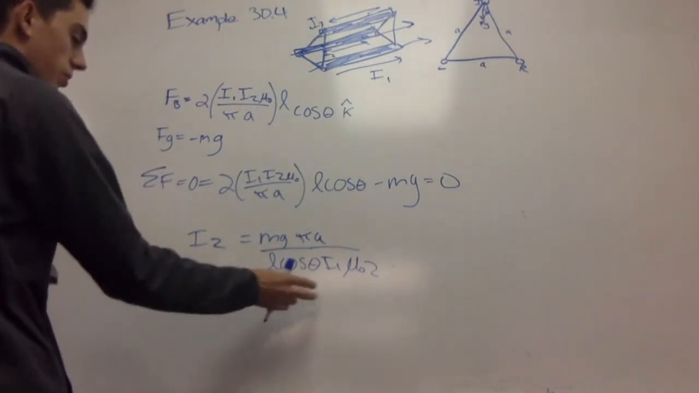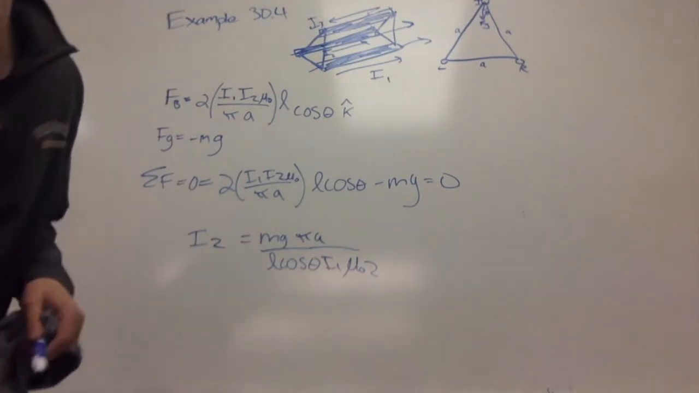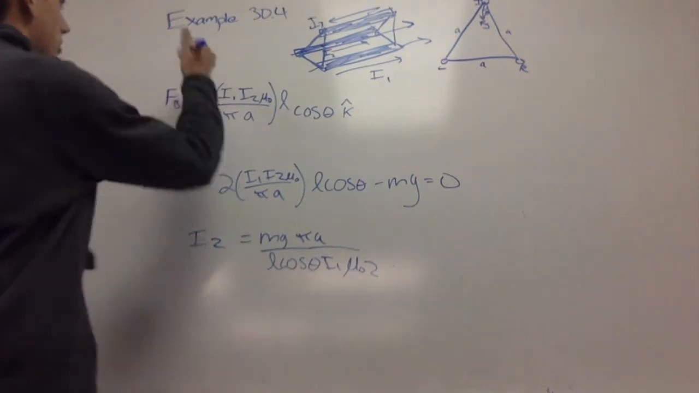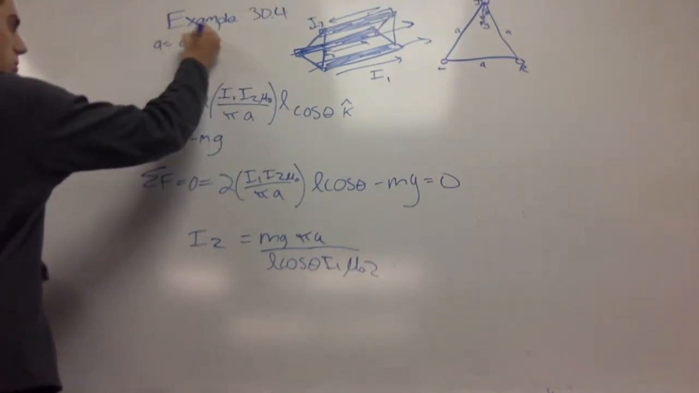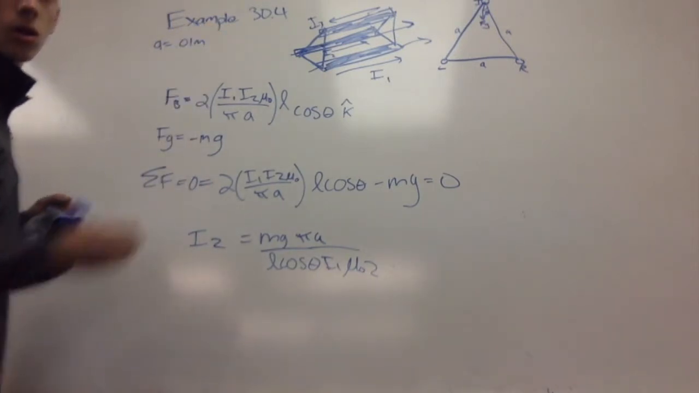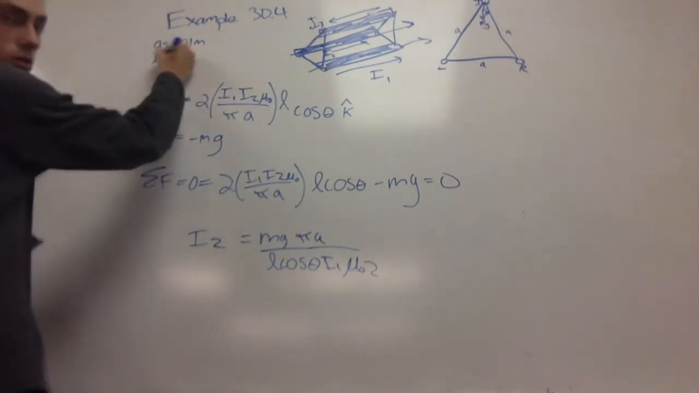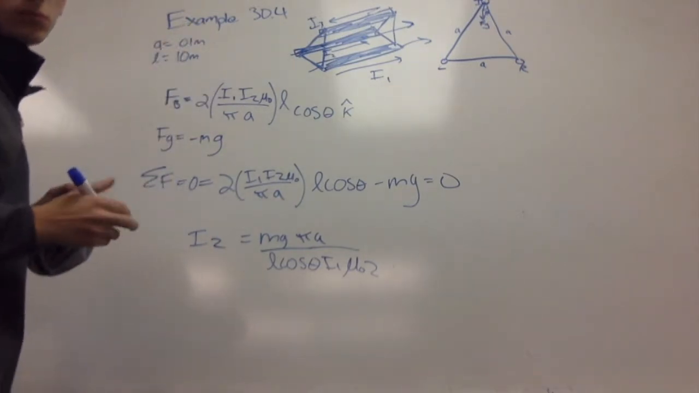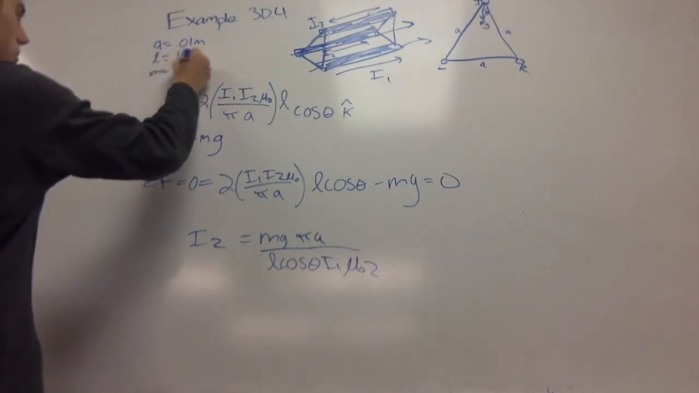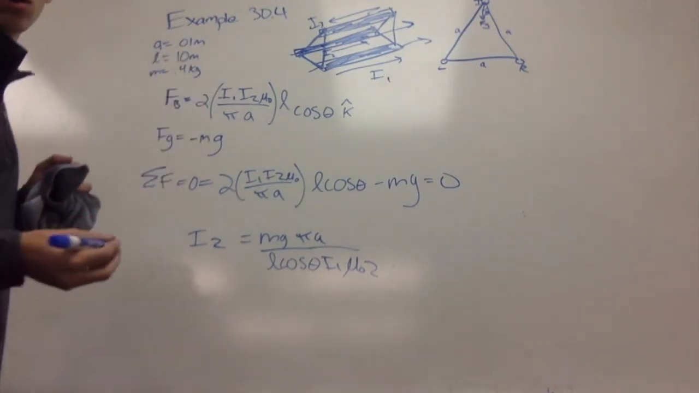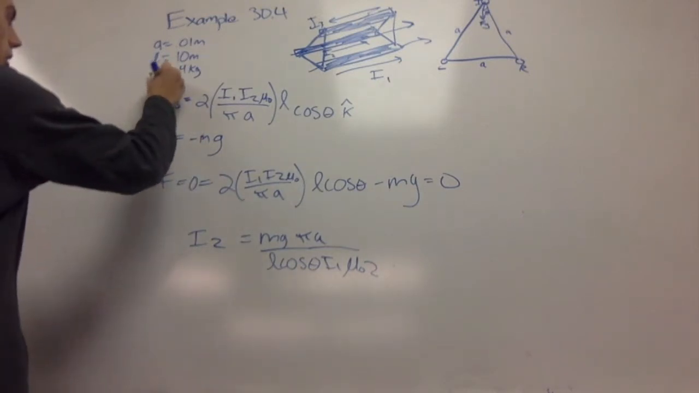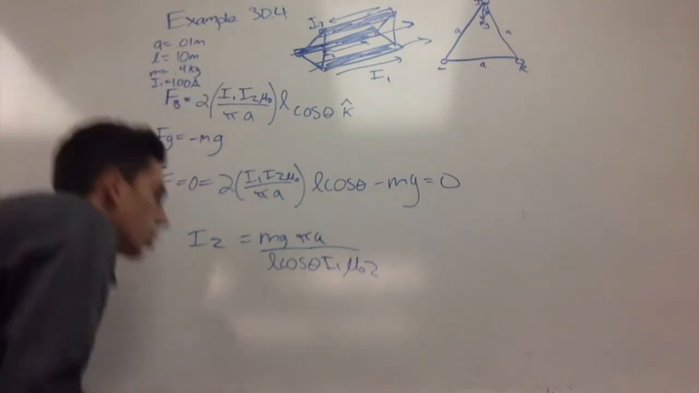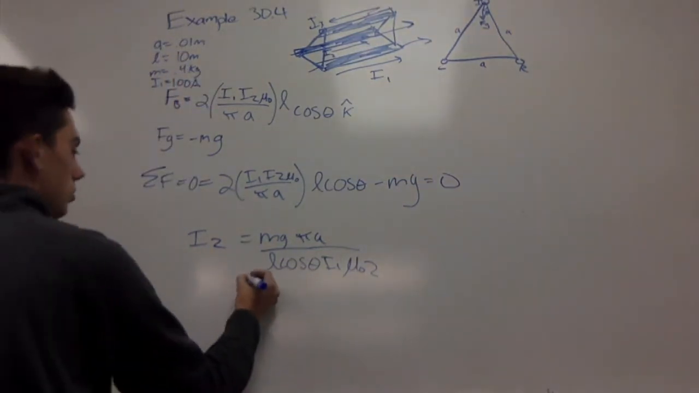So then all we need to do is plug in values for these. Forgot to provide these values earlier, but we know that A is equal to 0.01 meters. The length L is equal to 10 meters. The mass is equal to 0.4 kilograms. And the current I1 is equal to 100 amps. So then we'll just need to plug these in.